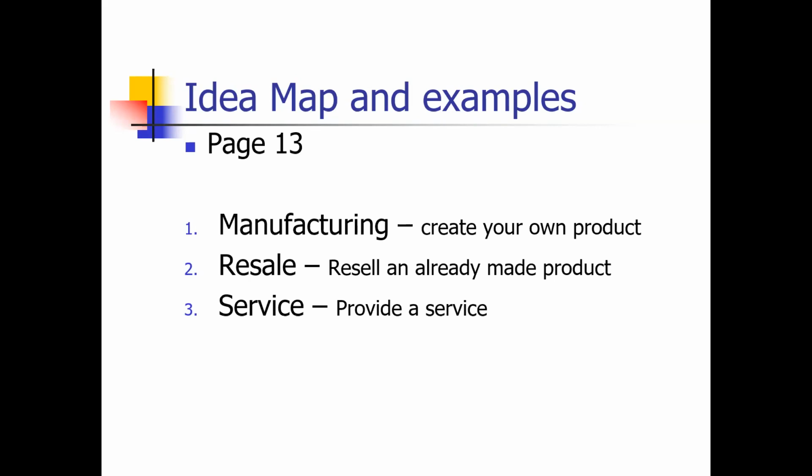One is manufacturing. That's where you actually produce and create your own product. Another area that you might choose to have a business is resale. That's where you resell an already made product. An example of that is you buy a bunch of a product from a wholesaler, for instance, and maybe you resell it on Amazon, or you resell it at Sunday Market, or you resell it at a store front. So that is resale. Or are you going to look into providing a service?